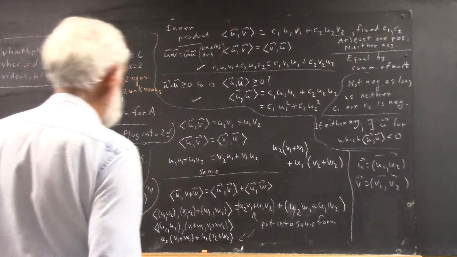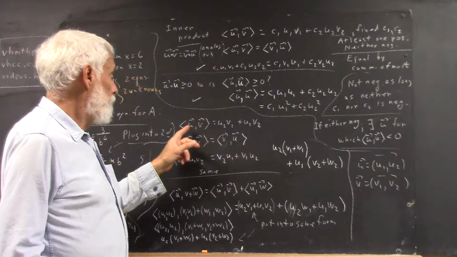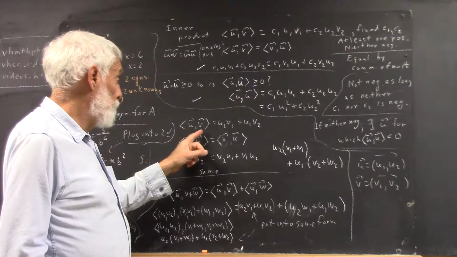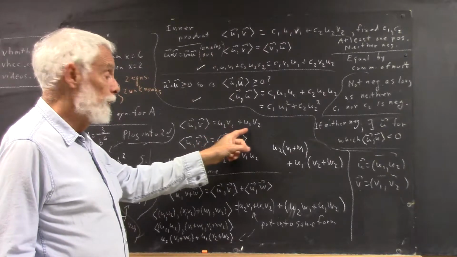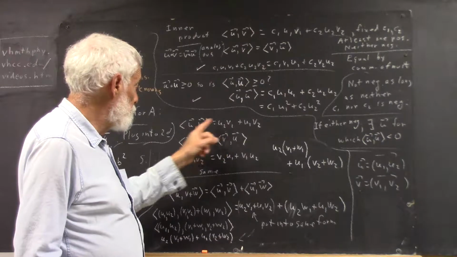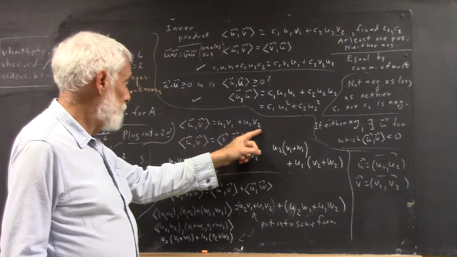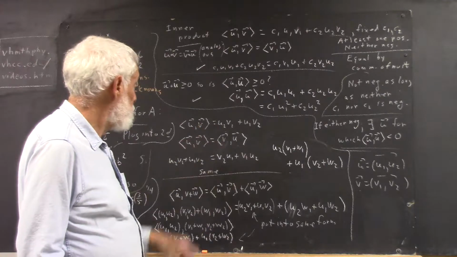Now we consider the question of whether this constitutes an inner product. The inner product of u and v should be u2v1 plus u1v2. The second component of the first vector times the first component of the second, plus the first component of the first vector times the second component of the second.